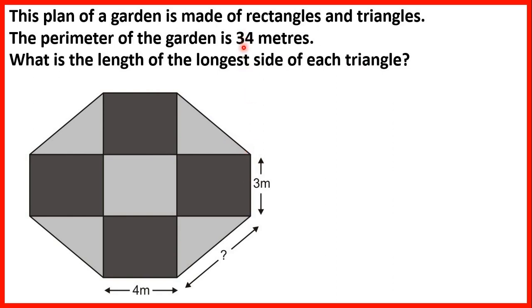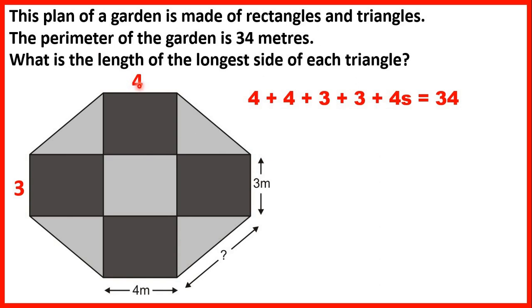We know that the perimeter is 34 meters, and the perimeter is the total length around the outside. We're also told that this length is 4 meters, which means this length at the top will be the same, and this length is 3 meters, so this length at the side will be 3 meters as well. So we know that the perimeter is the total of all the lengths around the outside.